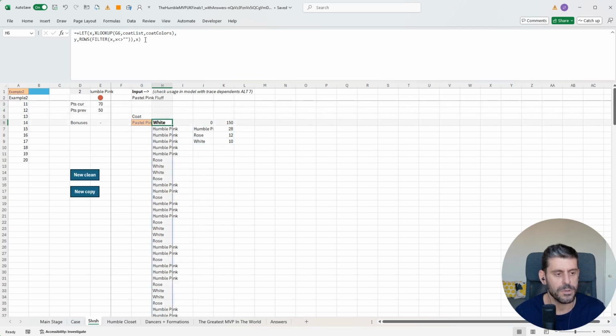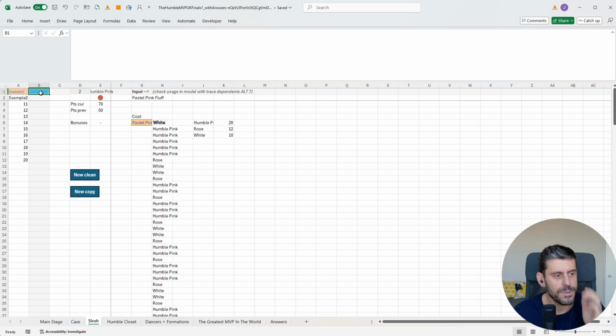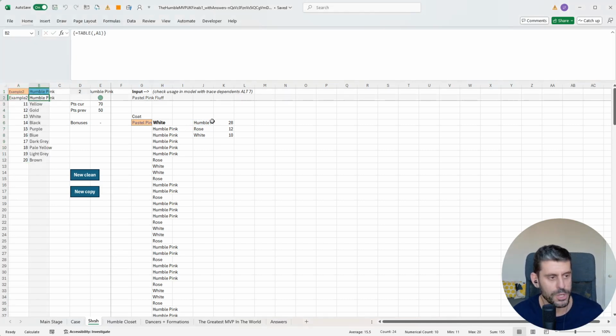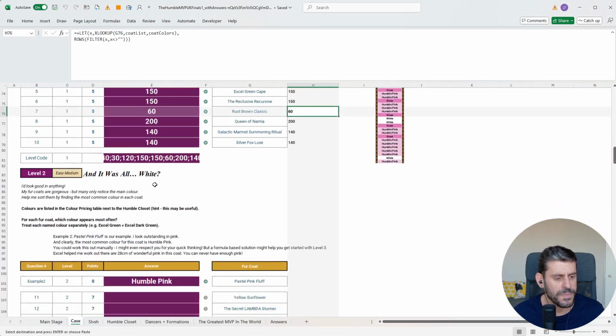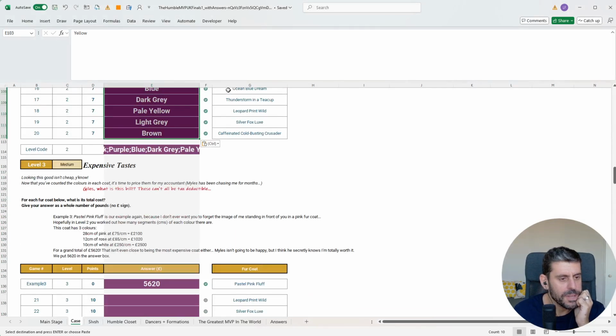Maybe better to do it like this. Okay, so we can get rid of zeros, and you're basically returning just the color which appeared most often. For some reason I have automatic calculations on. Okay, so level 2 is done.